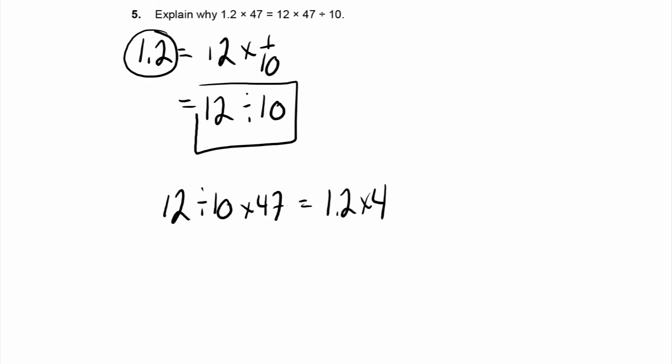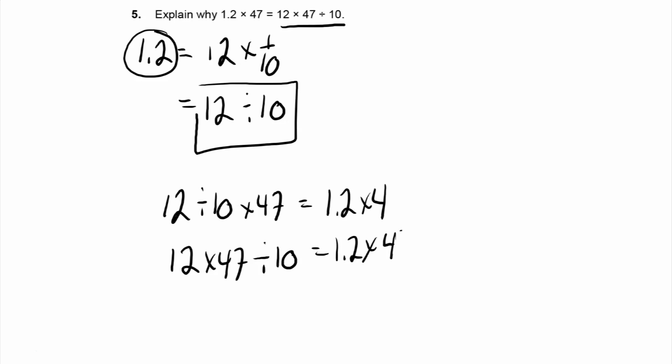We can then rearrange it so that we can match exactly the order we had in the question. 12 times 47 divided by 10 equals 1.2 times 47. Sorry, forgot a 7 there. So remember, when you have only multiplication and division, you can change the order. It doesn't matter what order you do them in, as long as you do all of them together, and as long as you're only dealing with multiplication and division. So 12 divided by 10 times 47 is the same as 12 times 47 divided by 10.